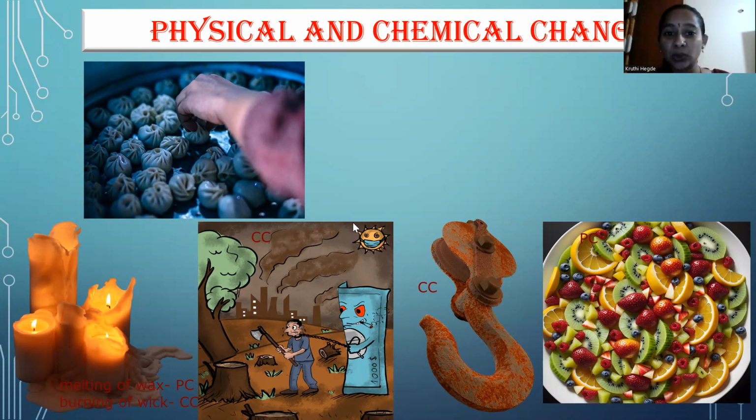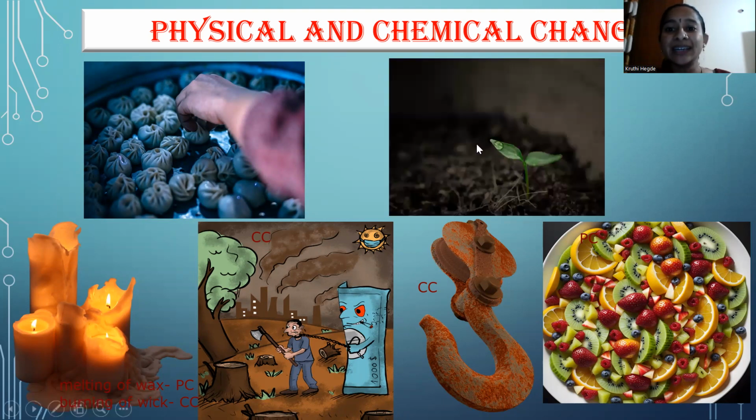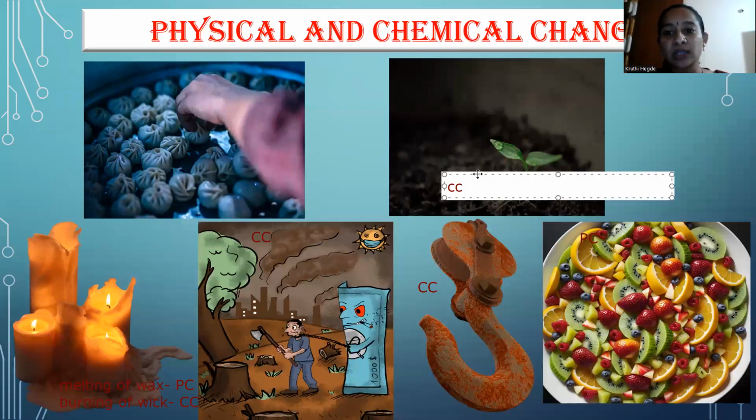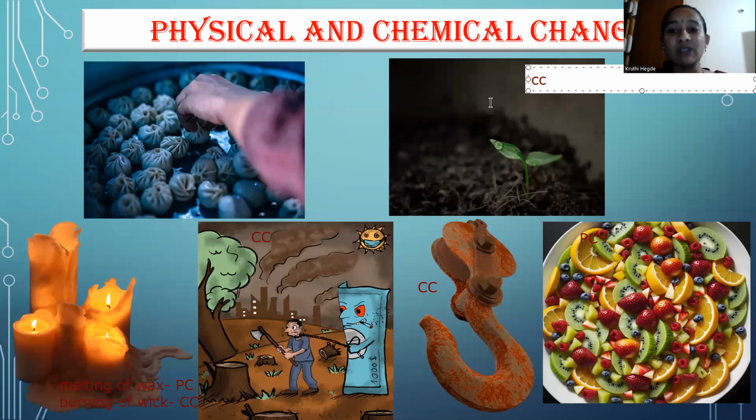Okay, so next image, here there is the growth of a plant. Growth of a plant is an example of chemical change. Chemical change because once the plant is growing from the seed, it gets a new life and it cannot be returned back to the seed.